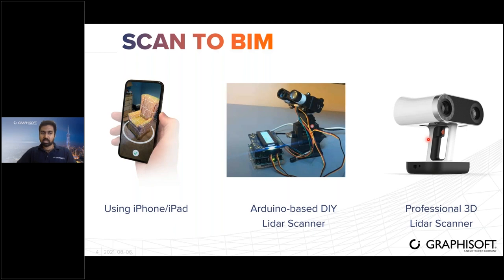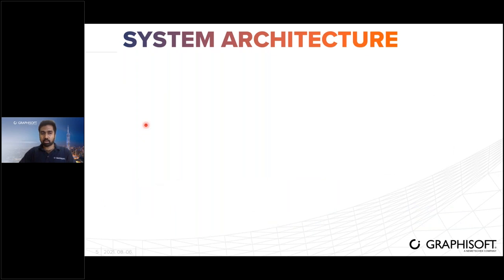But of course, for this demo, we have used an iPhone for scanning the facility and then bringing the XYZ data into ARCHICAD to develop the BIM model. The cost of a do-it-yourself LiDAR scanner would be around $100 to $200, whereas professional 3D scanners would be costlier, more than $1,000. As I told earlier, we are using iPhone 12 Pro for this demo. So let me go through the system architecture of this BIMx for hot desking.